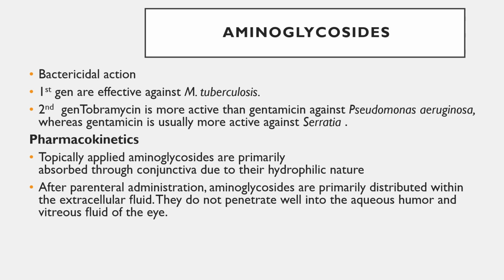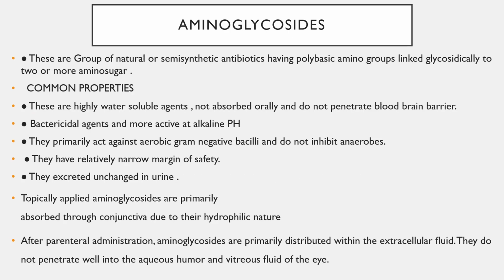It has bactericidal action. First generation agents are effective against Mycobacterium tuberculosis. Among second generation agents, tobramycin is more active than gentamicin against Pseudomonas, whereas gentamicin is more active against Serratia. Pharmacokinetics: topically applied aminoglycosides are primarily absorbed through the conjunctiva due to their hydrophilic nature. After parenteral administration, aminoglycosides are primarily distributed within the extracellular fluid. They do not penetrate well into the aqueous humor and vitreous fluid of the eye.